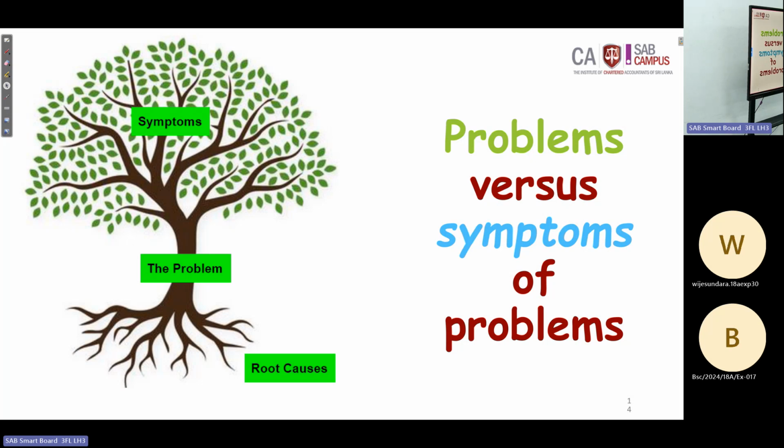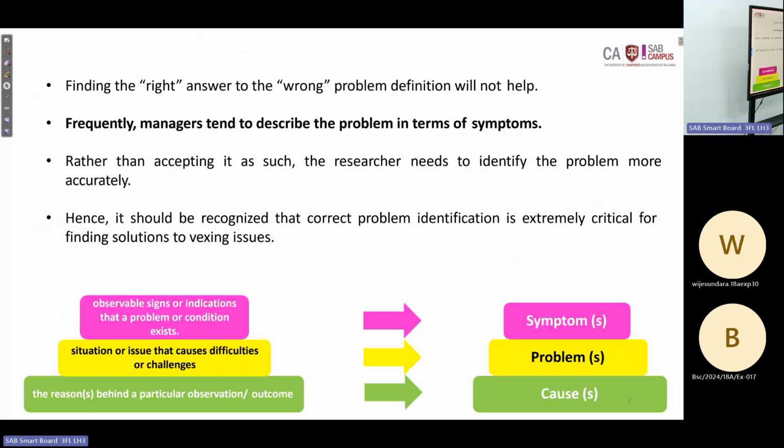So then causes. What do you mean by the causes? Causes are the reasons for the problem. Symptoms are the indication of the real world problem, because the actual scenario is not linked with the expected scenario. Root causes are the reasons for the problem. So in research also, we first identify symptoms, not the problems, right?